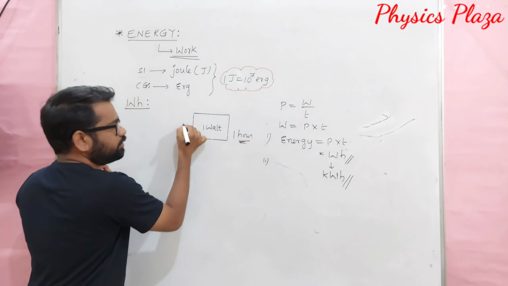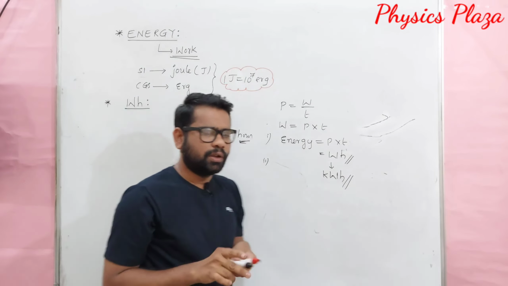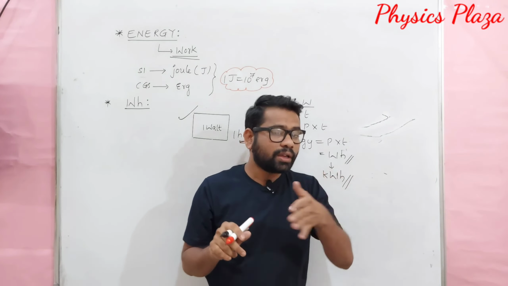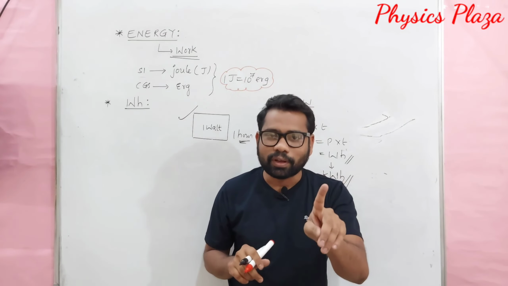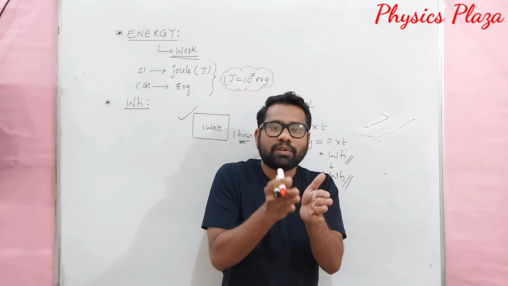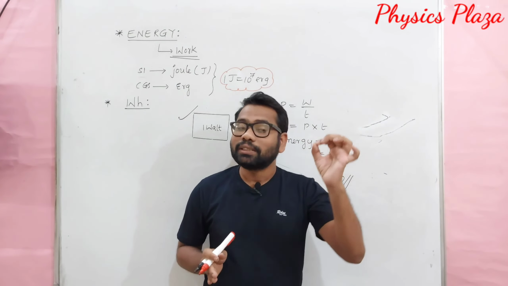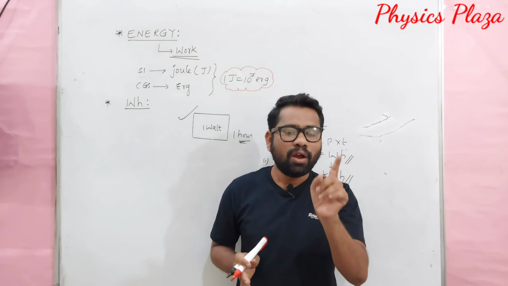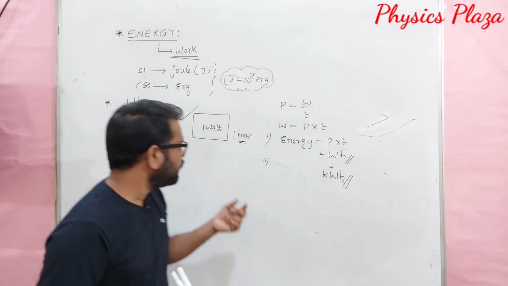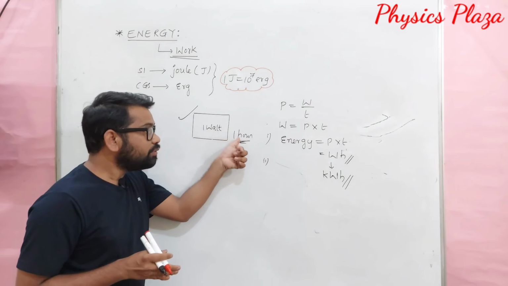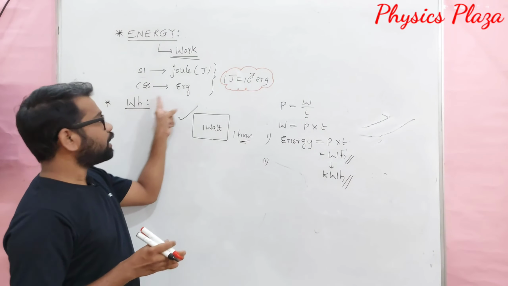Try to understand. If this particular machine is operated, what is the power of the machine? 1 watt. So how long is it operated? It is operated for 1 hour. So as a machine of power 1 watt is operated for 1 hour, definitely it can spend some energy. That energy spent we can call a watt hour. So the energy spent by the machine of power 1 watt in 1 hour is called watt hour.